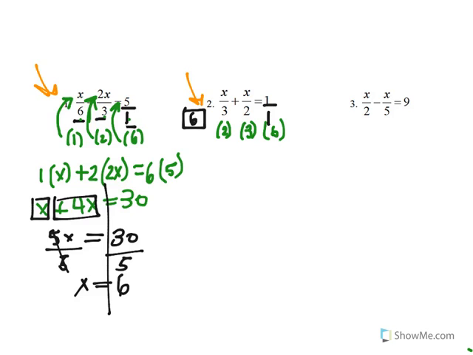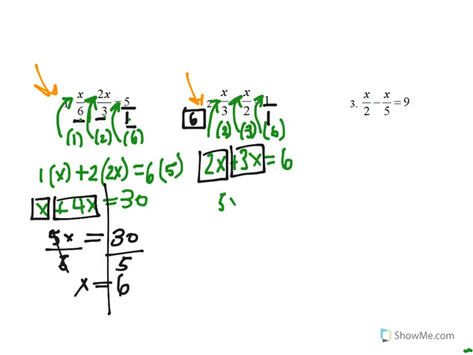And now I multiply the numbers below times the numerators. I get 2x plus 3x equals 6. I combine my like terms. I get 5x equals 6. I draw my line, divide by 5. X equals 6 divided by 5.